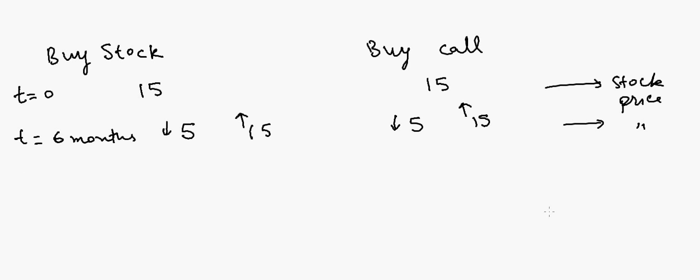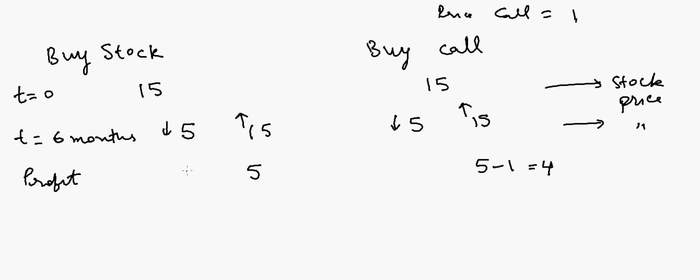So what will be the profit? If it goes to $15, your profit will be $5 with the stock. In the case of the call, the profit will be $5, but you paid $1 for the call, so the price of call is equal to $1, right? You have to subtract that from it, so your profit will be equal to $4. So your profit is less than what you would have if you bought the stock. However, when you talk about the loss, with the stock the loss will be -5 if it goes down. In the call case, the loss will be only $1, which you paid for the call option.